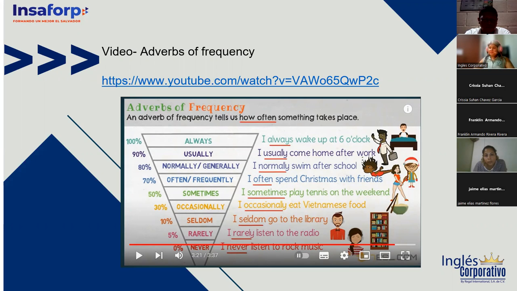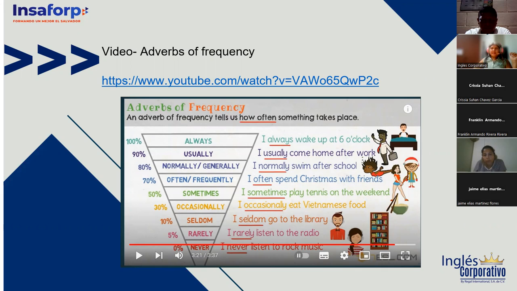Number 2. I usually come home after work. I normally swim after school. I often spend Christmas with friends. I sometimes play tennis on the weekend. I occasionally eat Vietnamese food. I seldom go to the library. I rarely listen to the radio. I never listen to rock music. Okay, good. Very good pronunciation, okay?